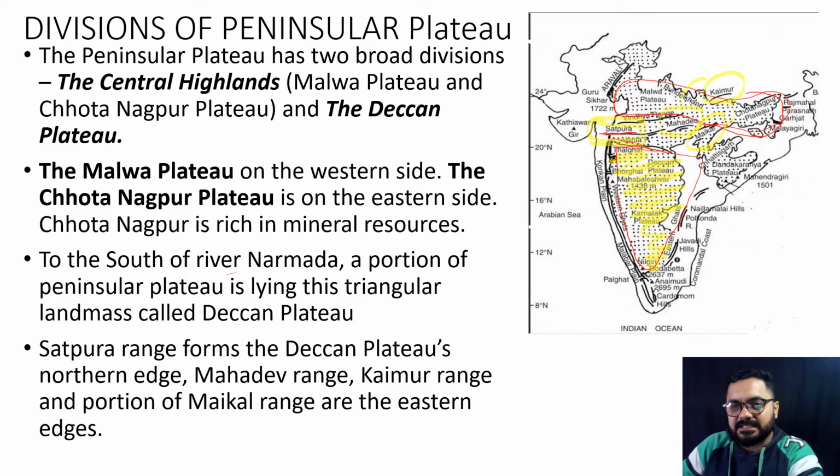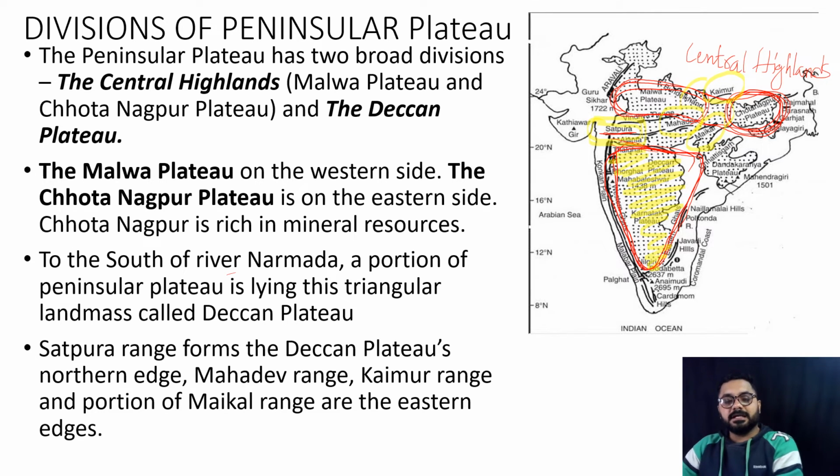The Central Highlands comprise two plateau divisions. One is the Malwa Plateau and the second is the Chota Nagpur Plateau. This one is the Chota Nagpur Plateau and this one is the Malwa Plateau. Combining these two plateaus, we call them the Central Highlands. The other division of the Peninsular Plateau is the Deccan Plateau. As you can see, this entire region over here is the Deccan Plateau.